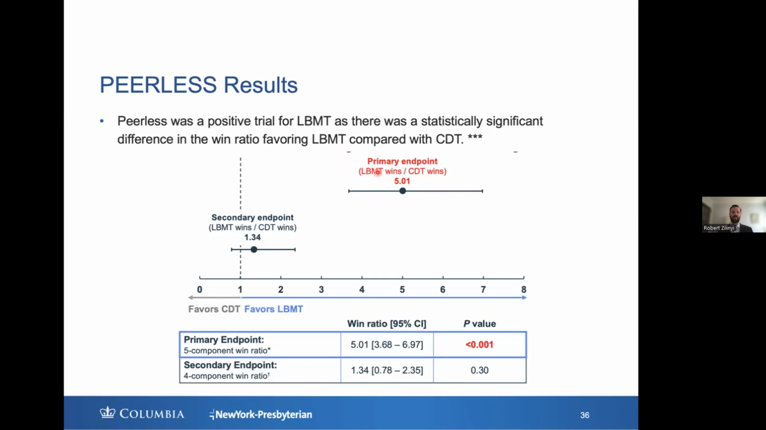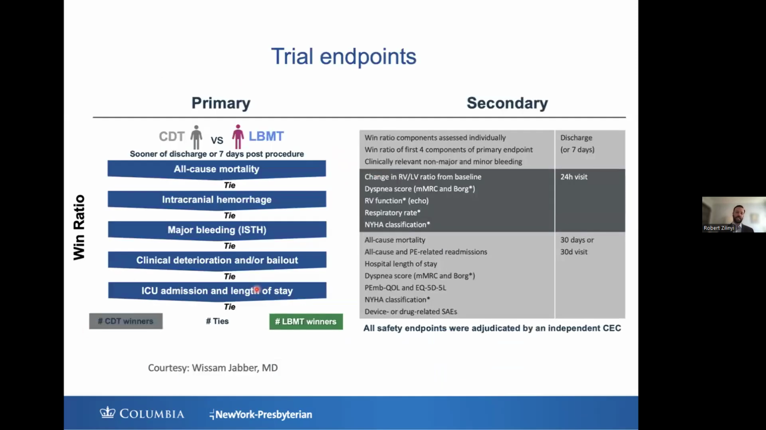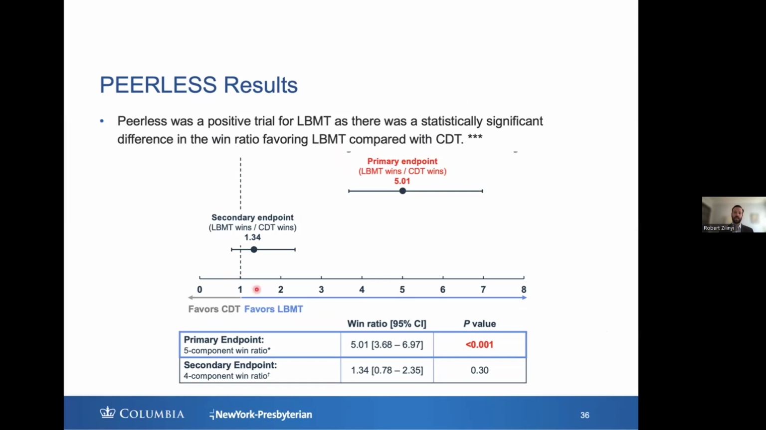That being said, one of the endpoints, as we see here, includes ICU admission and length of stay. And in patients who undergo catheter-directed thrombolysis at most centers in the United States, admission to the ICU for monitoring while they're receiving TPA infusion is mandatory as part of the post-procedural monitoring algorithm. And so, there's a lot of criticism of this trial stating that this is not really a reasonable endpoint to include in the hierarchical endpoint. And so if we look then at the secondary endpoint, which is a four-component win ratio, not including the ICU length of stay, there's no difference between the two.